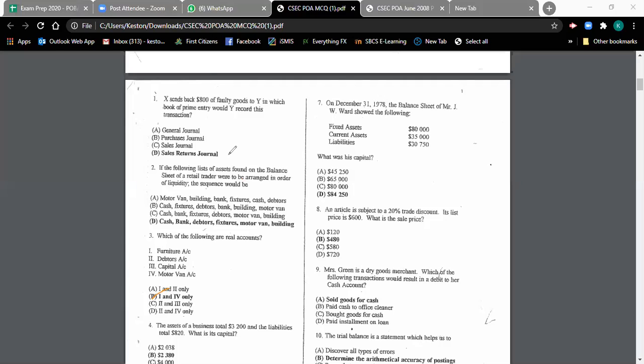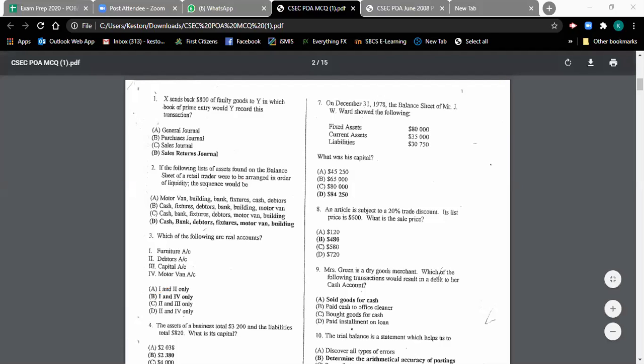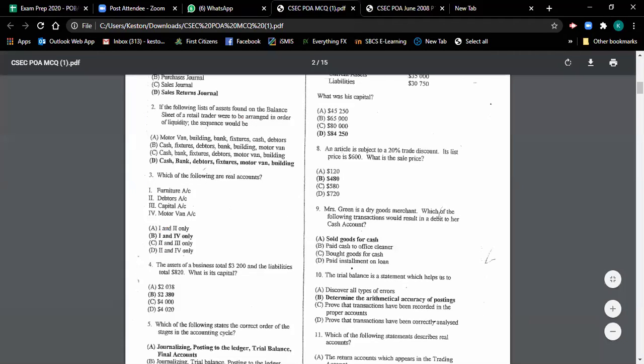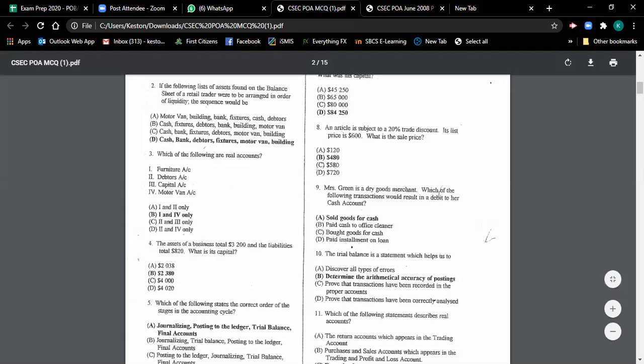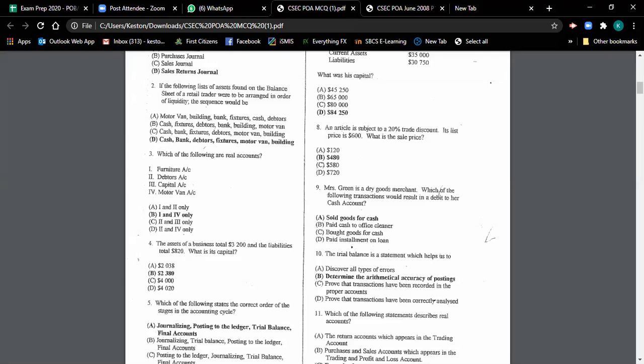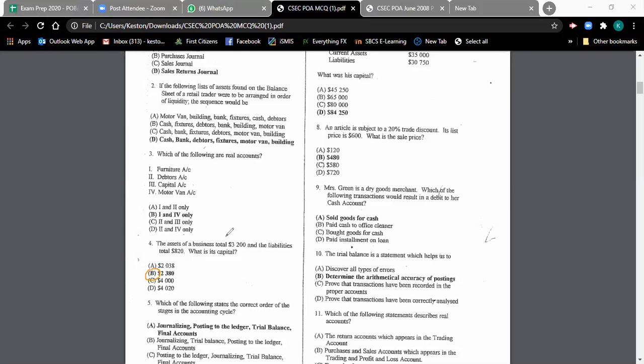Right, guys, free to answer. 4. The assets of a business total 3,200 and the liabilities total 820. What is their capital? Yep, very good. 2380. Yeah.